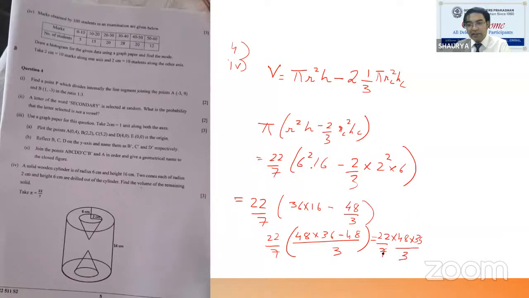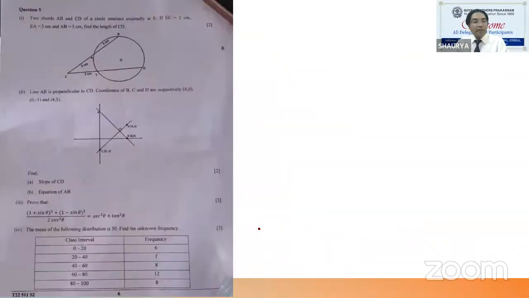upon 3. 7 5s are 35. 16 3s are 48. 16 5s are 80. And 22 8s is 176 into 10. So the final answer comes out to be 1760 centimeter cube. I hope we have got the calculations correct the first time. I hope we are done with all the 4 subparts of question 4. We can turn ourselves to the next question.